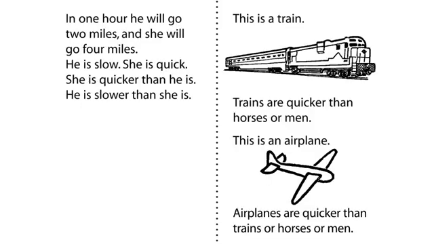They are taking a walk. In 1 hour, he will go 2 miles, and she will go 4 miles. He is slow. She is quick. She is quicker than he is. He is slower than she is. This is a train. Trains are quicker than horses or men. This is an airplane. Airplanes are quicker than trains or horses or men.